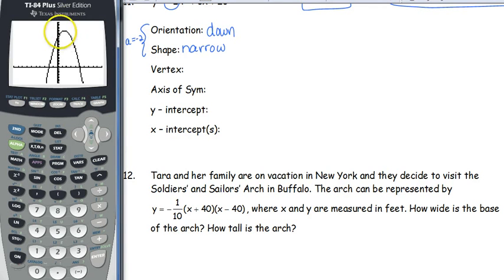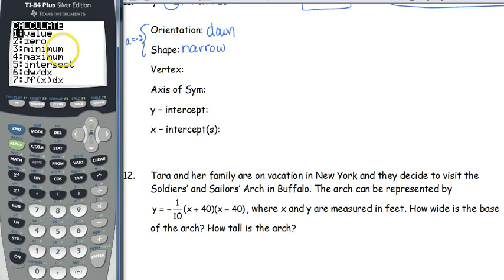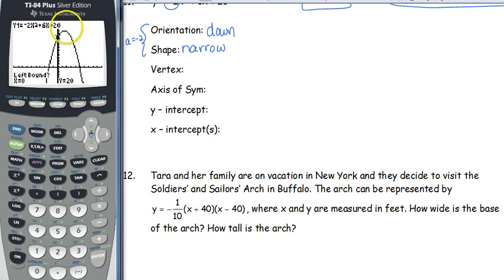Alright, if we want to find the vertex, we want to find that highest point there. So we go to second trace. For the highest or lowest point of the vertex, we always use the min or max. Think about what you're looking for and which word is going to match what you're looking for. We want the highest point, so we want the maximum. It's telling you to go left of the vertex. I am left of the vertex. Scroll over to the right. Make sure that you pass over that hump. And then it's going to ask you to guess, so we go back towards the middle. And remember, we've got to be smarter than the calculator. That's at 1.5 and 24.5 will be your vertex.